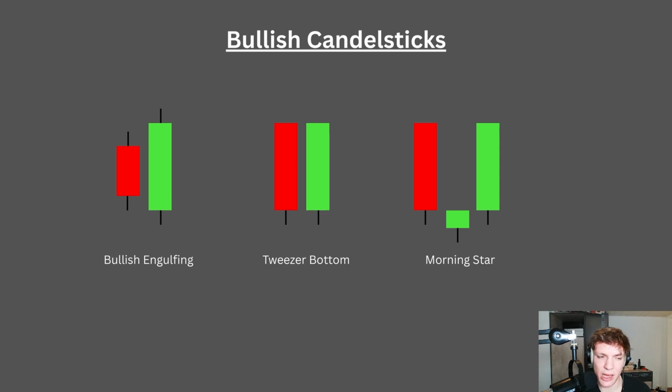The last option I have here for you is the morning star. The morning star has a strong bearish candle followed by a small bullish candle and then a strong bullish candle that covers the distance of the first one. This one is also a very strong reversal signal.